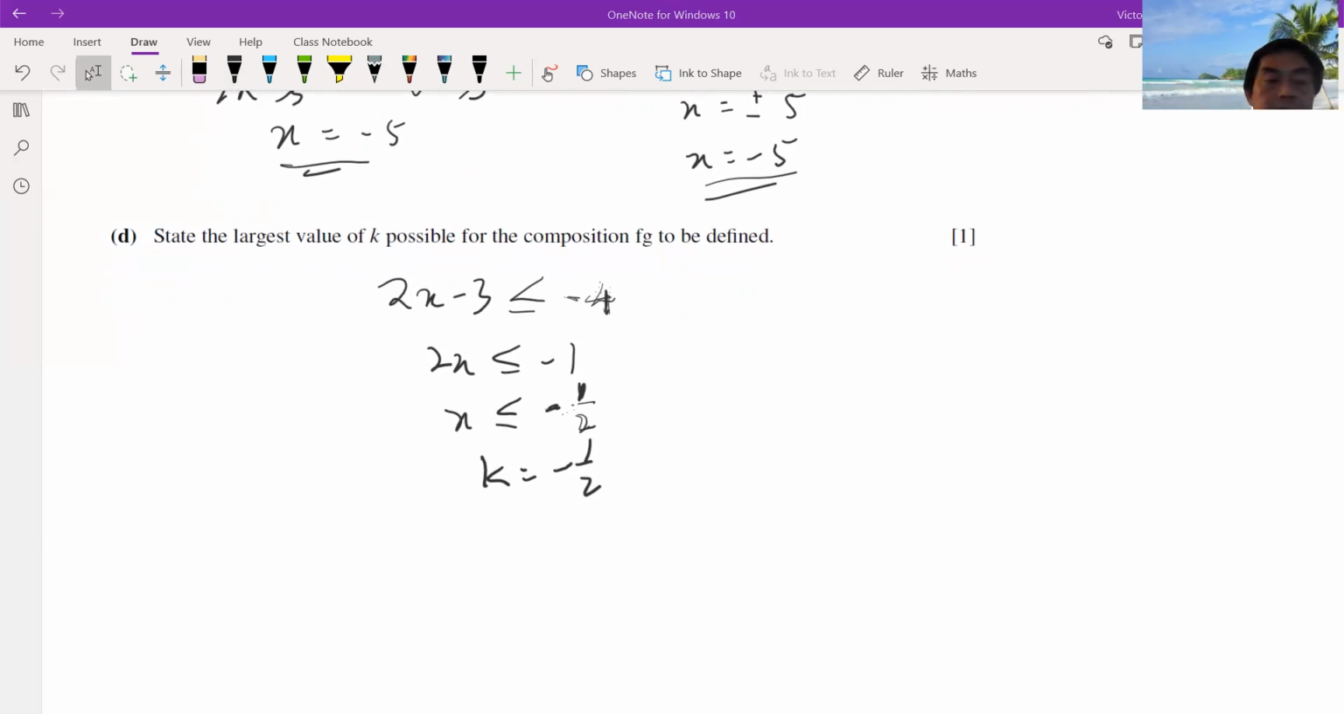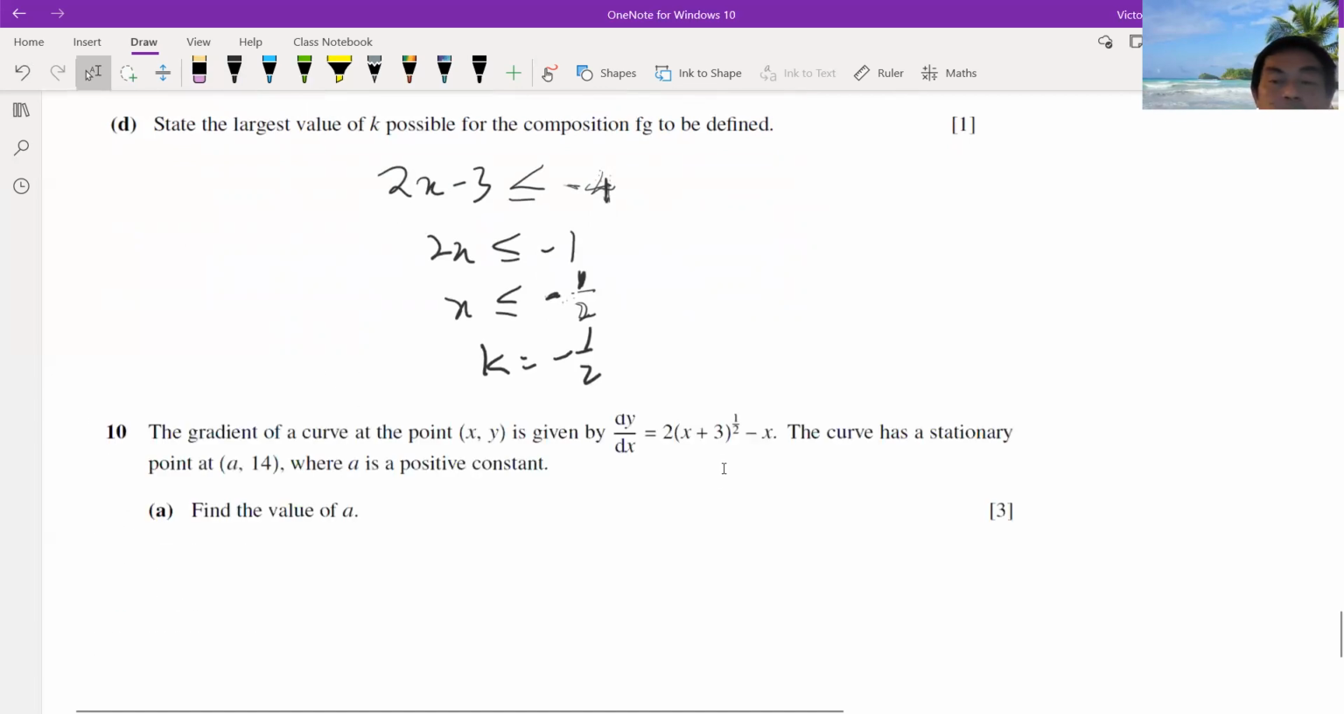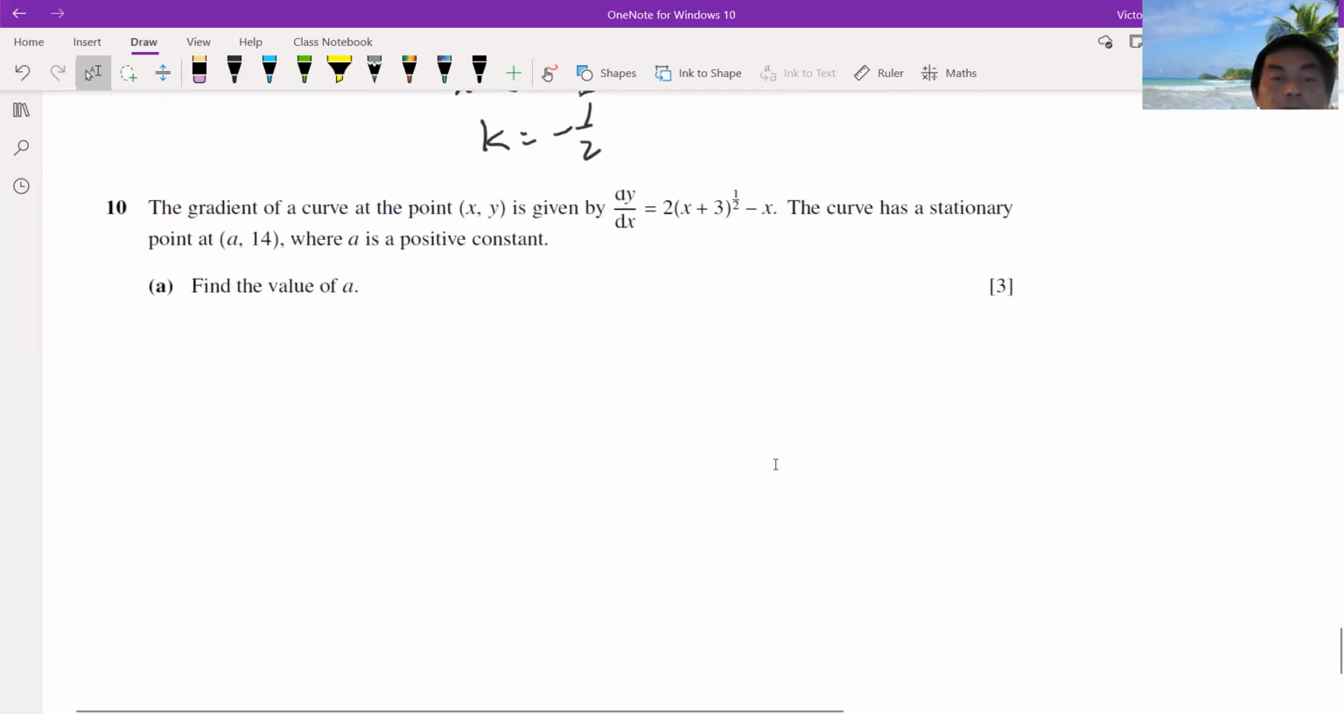Next question. These are all new syllabus. Next question is on circles, coordinate geometry. The gradient of a curve at the point (x, y) is dy/dx. The curve has a stationary point at (a, 14), where a is positive. Find the value of a.